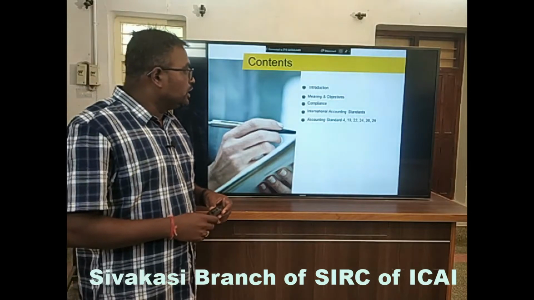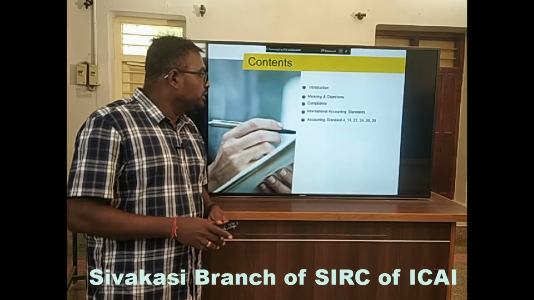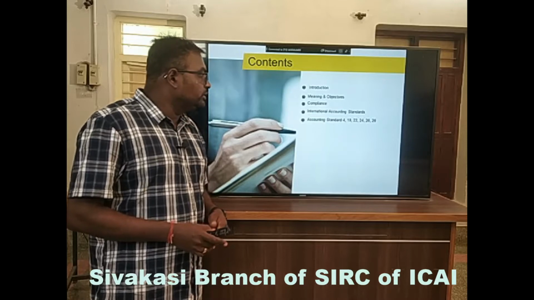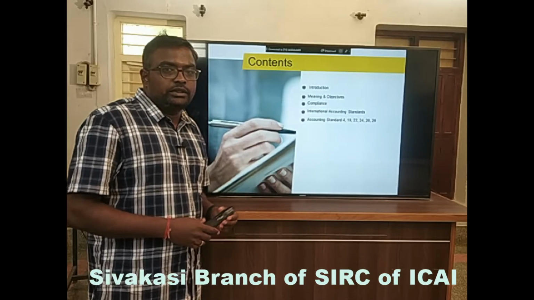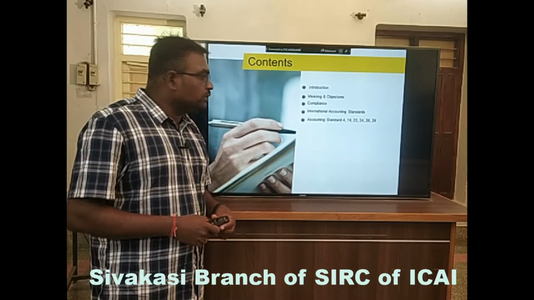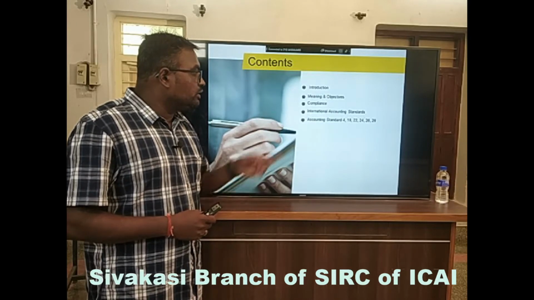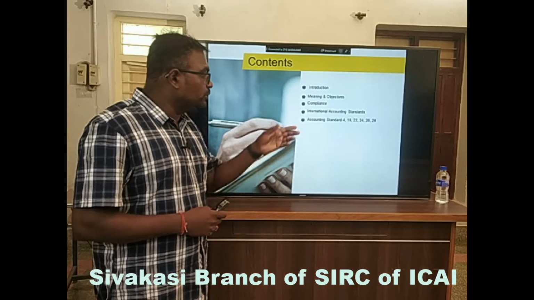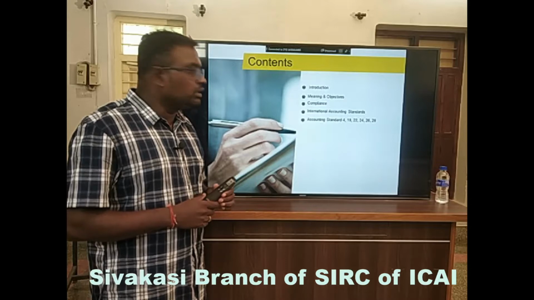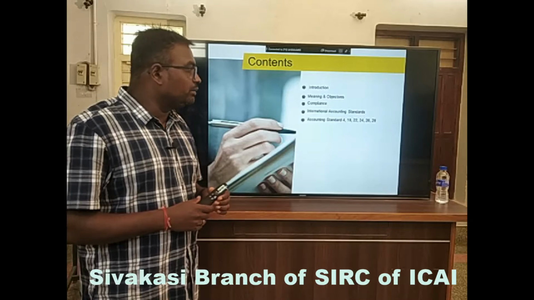Here we will see today the introduction to accounting standards, the objectives of introducing accounting standards, why we need to comply with accounting standards, who requires compliance with accounting standards, and what are international accounting standards and what is relevant in India. And we will see accounting standard 4, which is on events occurring after the balance sheet date, AS 19 on leases, AS 22 on deferred tax, AS 24 on discontinuing operations, AS 26 on intangible assets, and AS 29 on contingencies, provisions and contingent liabilities.